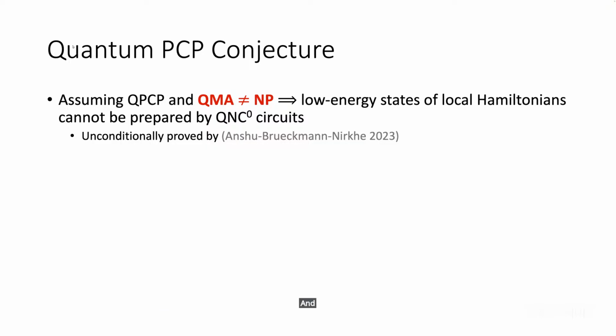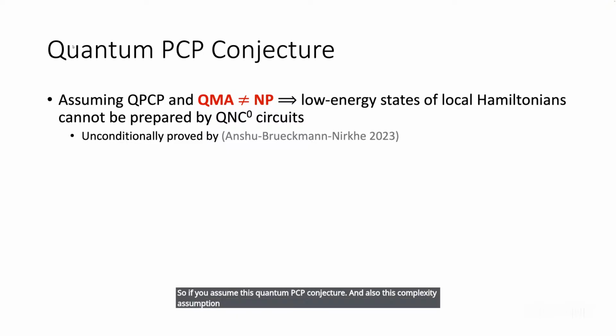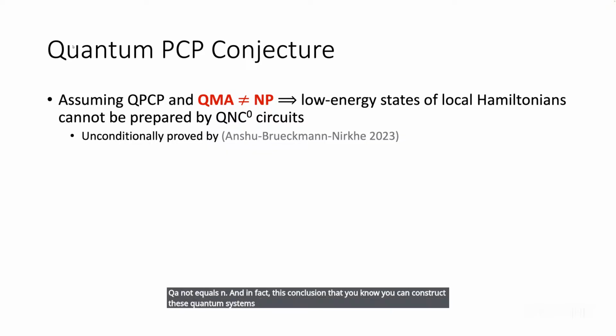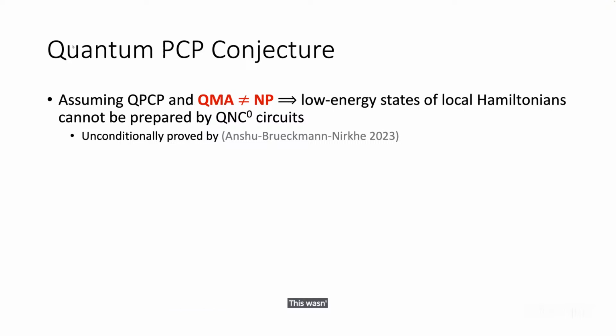systems. And let me actually say a little more about this implication. If you assume this quantum PCP conjecture, and also this complexity assumption that the quantum analog of NP is actually distinct from the classical NP, then this tells you that low energy states of local Hamiltonians cannot be prepared by constant depth quantum circuits. This is a known consequence of QMA not equal to NP. And in fact, this conclusion that you can construct these quantum systems where even these low energy states cannot be prepared by constant depth quantum circuits wasn't known, and so it was raised as a conjecture.